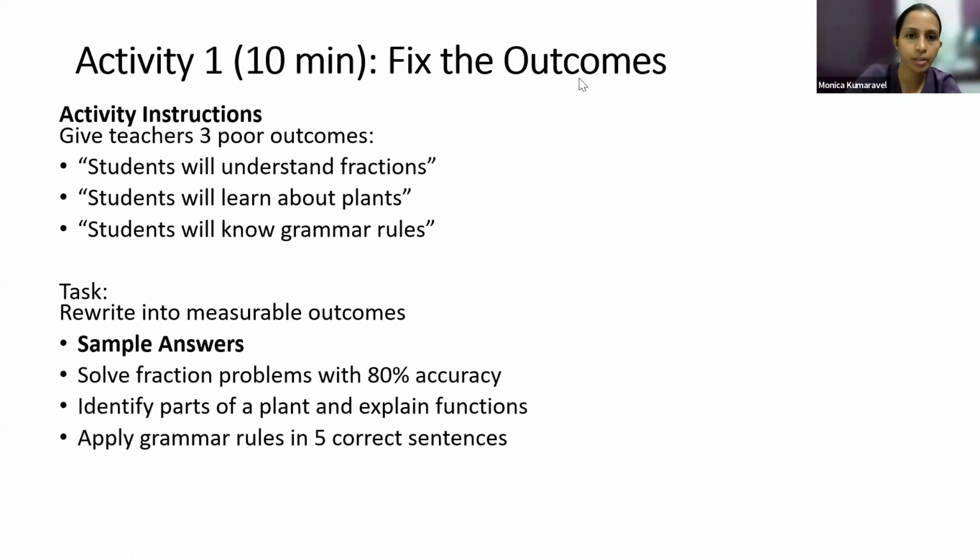So these are some of the sample answers you can see. Solve the fraction problems with 80% accuracy. Identify the parts of the plant and explain the functions. Apply the grammar rules in 5 correct sentences. So here you can see all the 3 learning outcomes are measurable, right? So the student as well as the teacher know the clarity of what they are going to do in the class that day, right?